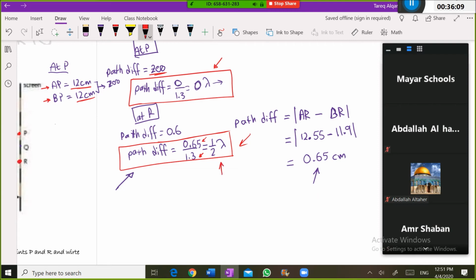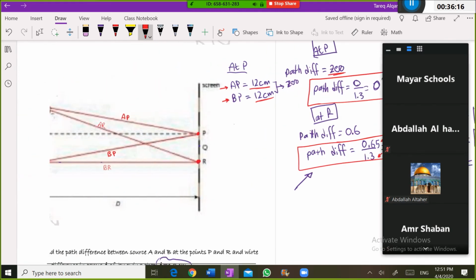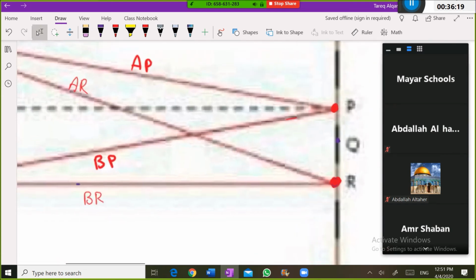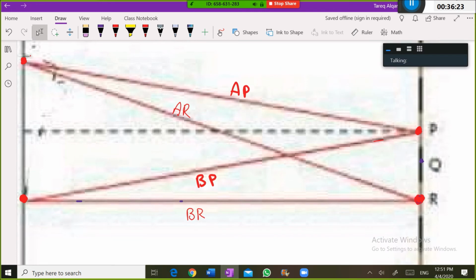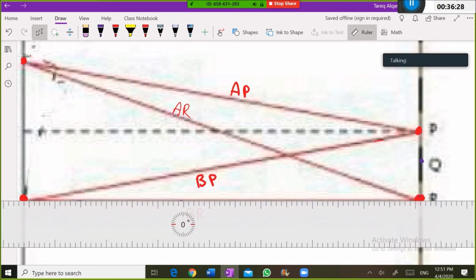Any question about that? Okay, what does this mean? What is the result of that? What will come out here? Watch with me. I will show you now the effect of this path difference. Focus with me. Now I will show you the effect of the path difference.